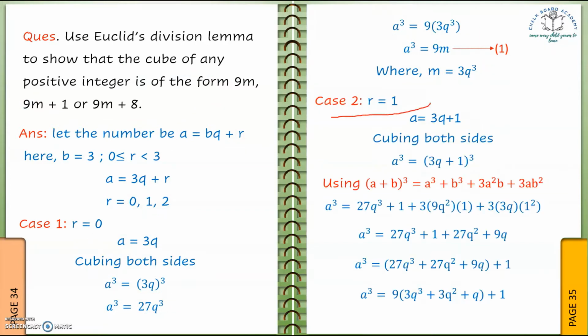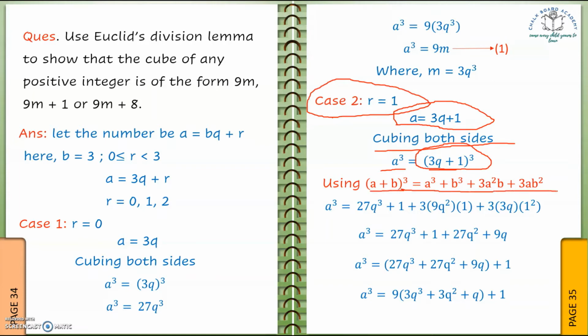Now we have case 2, where r is equal to 1. So we have this division lemma as a is equal to 3q plus 1. Because in the question we were asked about cube, we are cubing both sides. Now we have a cube is equal to (3q plus 1) whole cube. For that we are going to use this identity, that is (a plus b) whole cube is equal to a cube plus b cube plus 3a square b plus 3ab square.